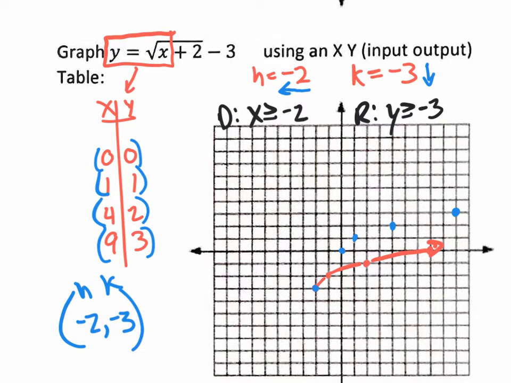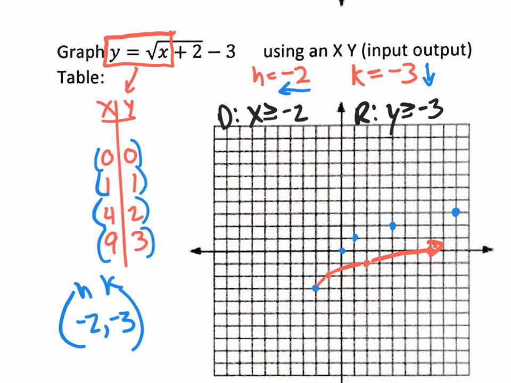Same thing with the y's. The y's are the values going up and down. Your beginning point has the y value of -3, and your graph is not below -3, it's above -3. So it's at -3 or above. So that's why we say y is greater than or equal to -3.